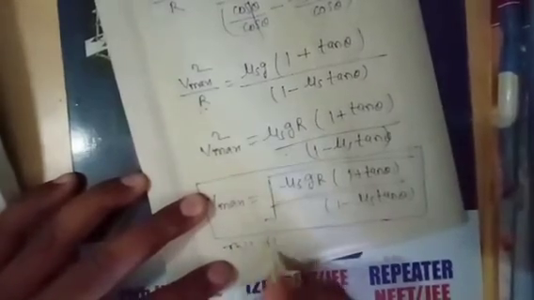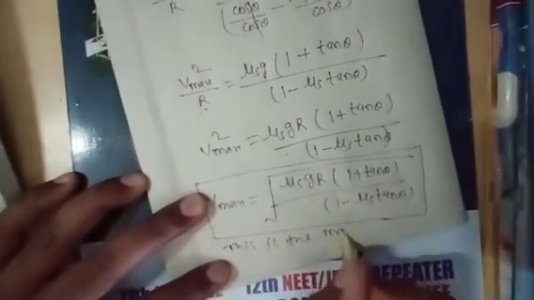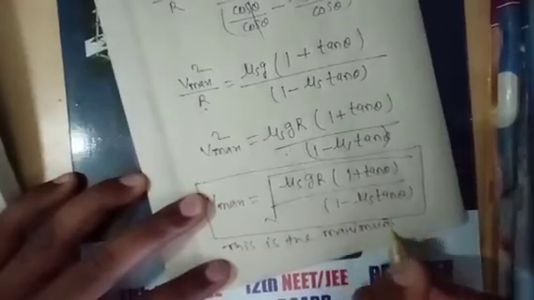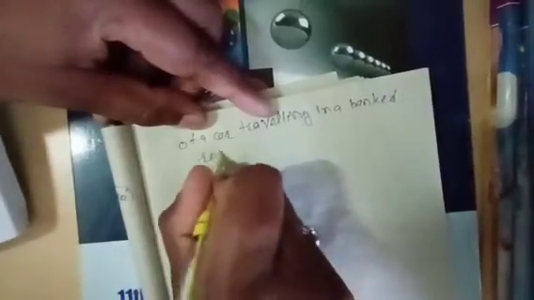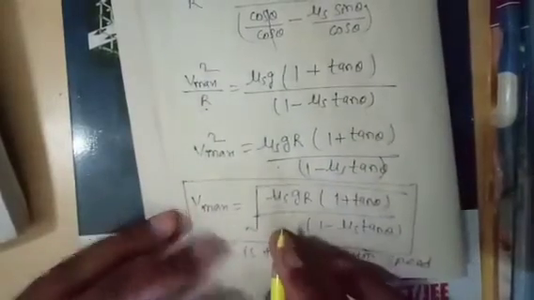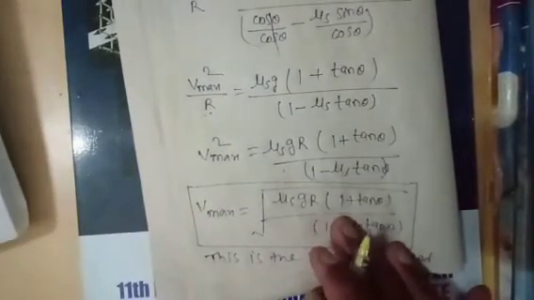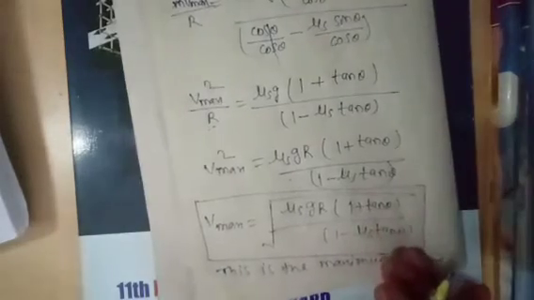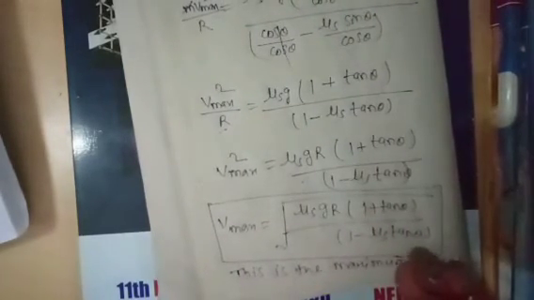This is the maximum speed of a car traveling on a banked road. In that case, maximum velocity is equal to under root mu s g into r into 1 plus tan theta divided by 1 minus mu s into tan theta.